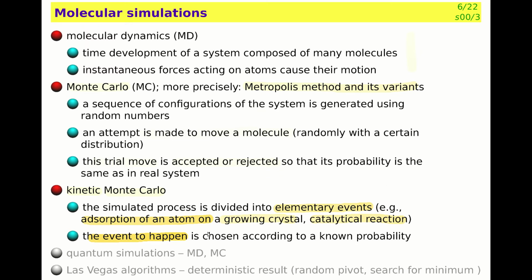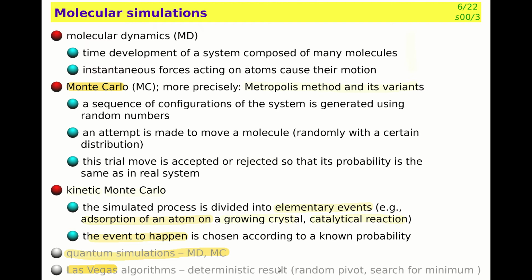And I should add that we have also quantum simulations. I will not cover them in this course. And perhaps you know that there are casinos also in other cities than Monte Carlo, for example in Las Vegas. And we have also so-called Las Vegas algorithms, which is a different type. Such algorithms also use random numbers, but they give deterministic results. The random numbers are only for control of the course of calculations.